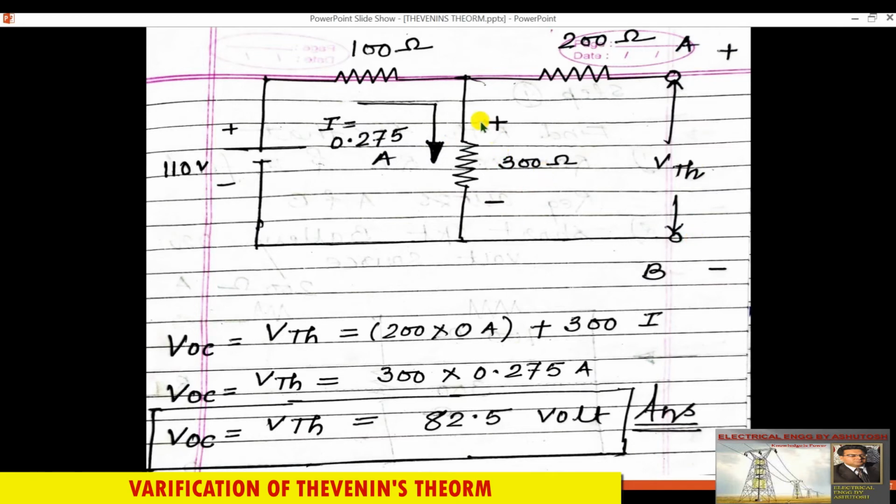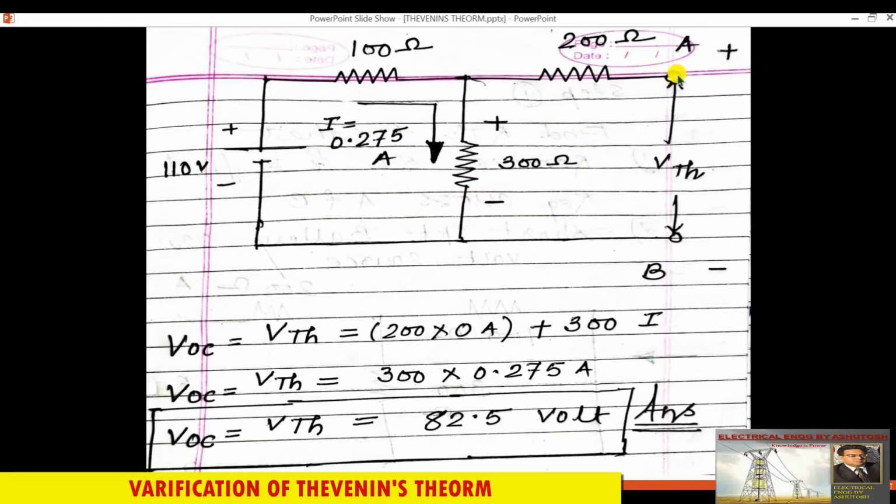Okay, VOC. Now we have already found out the current, and the value of current is 0.275 ampere. So just put a positive sign here across this resistance and a negative sign here. Where current enters, that will be positive. Okay, so we have put a positive sign here. It will be called positive and this will be called negative of this resistance, because current is entering at this terminal, so it will be called positive, and leaving from this terminal it will be called the negative terminal. So calculate the voltage drop across this resistance, and we have to calculate the VTH, open circuit terminal voltage, across A and B. So we have to travel A to B.